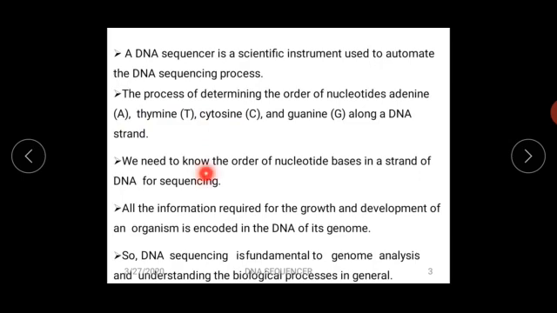To understand the order of nucleotide bases in each strand, the DNA is sequenced using the DNA sequencer. This information is required for the growth and development of the organism, to encode the genomic information. Thus, it is a fundamental step for genome analysis and to understand biological processes in general.